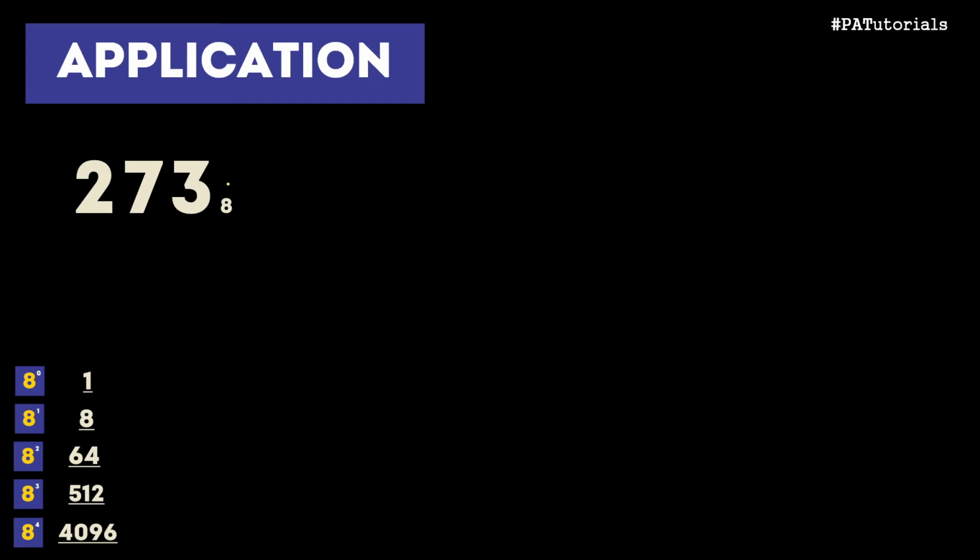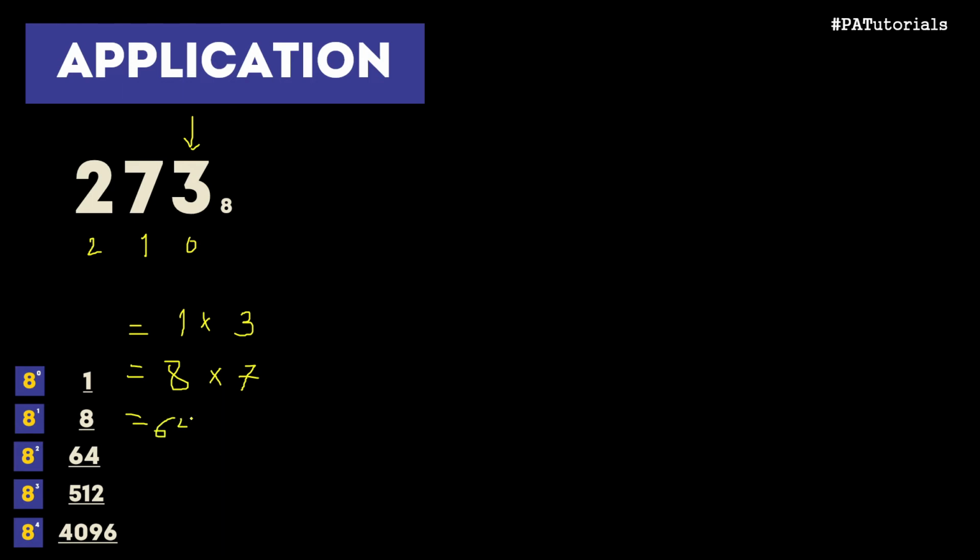okay? So, that would be equal to, ito ay i-erase natin sa 8 raised to 0, 8 raised to 1, and then 8 raised to 2, okay? So, again guys, dito tayo magsa-start sa pinaka-right. That would be 8 raised to 0, that would be 1, i-times lang natin siya dito sa digit na to, that would be 3, okay? Next naman, 8 raised to 1, that would be 8, i-times lang natin siya dito sa digit na to, that would be 7. Now, next naman would be 8 raised to 2, that would be 64.